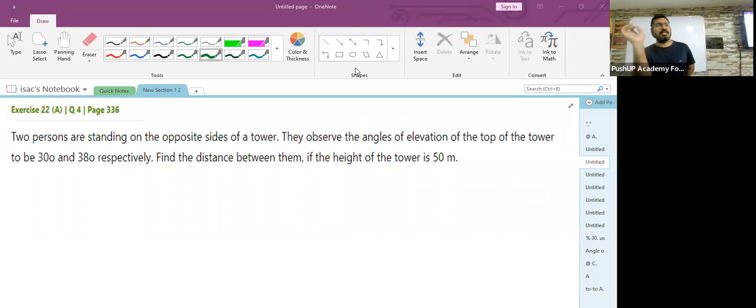In board examination, never expect a question from this chapter which is based on only one right angle triangle. Never expect. Be it a question for 3 marks or 4 marks. It will be a question based on two right angle triangles combined together. Are you getting my point, children? Never ever expect a question based on one single triangle.